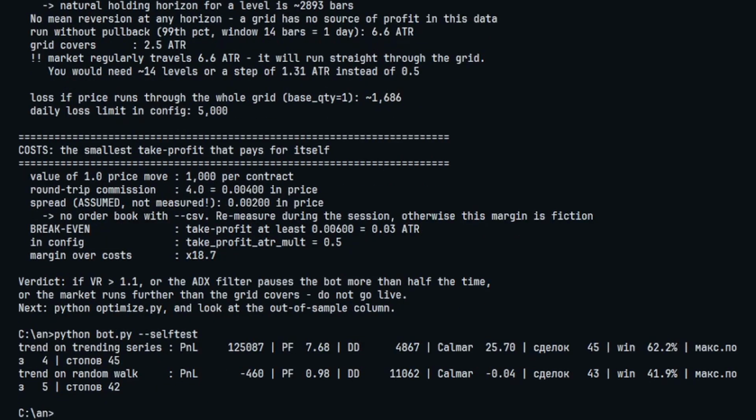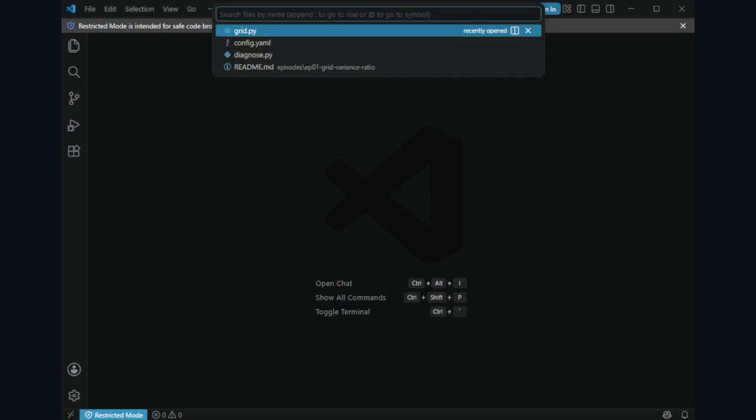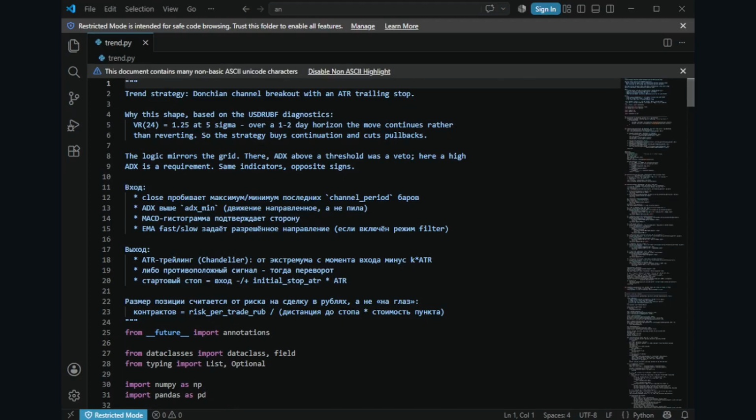it survives your parameters. For completeness, I ran the grid on trending data. Minus 294,000, win rate 66%. Look at those two numbers together, because that combination is the signature of every blown up grid account. A high win rate and a negative result. Hundreds of small wins, a handful of catastrophic losses when price picked a direction. The win rate is what keeps people convinced right up until the end.